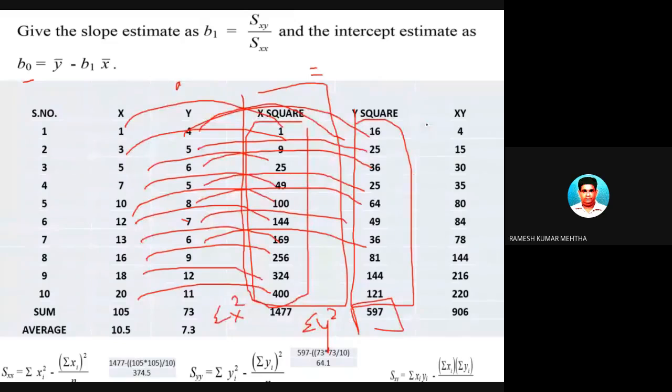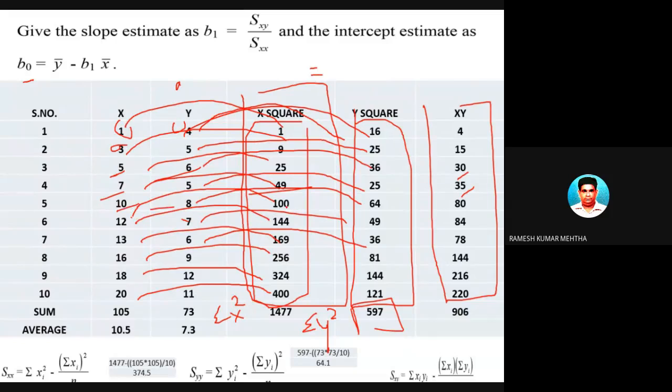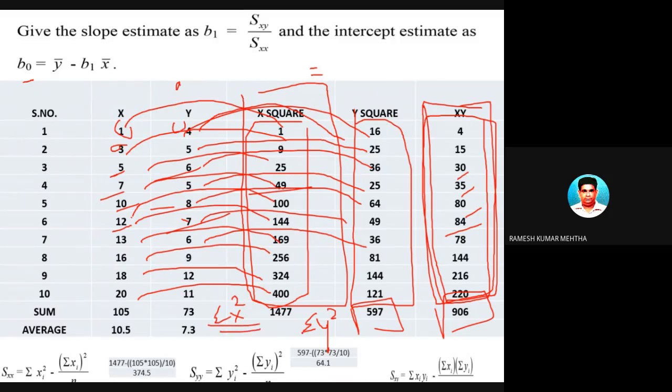Next one is you have to find out x into y values. This into this, 1 into 4, 3 into 5, 15. So 5 into 6, 30. 7 into 5, 35. 10 into 8, 80. 12 into 7 is equal to 84. So on and so forth. Sum of x, y. Now, after you found out individual values of x and y, you sum it and you will get 906. So you got sum of x square, sum of y square, sum of x into y. Now you got this one also.